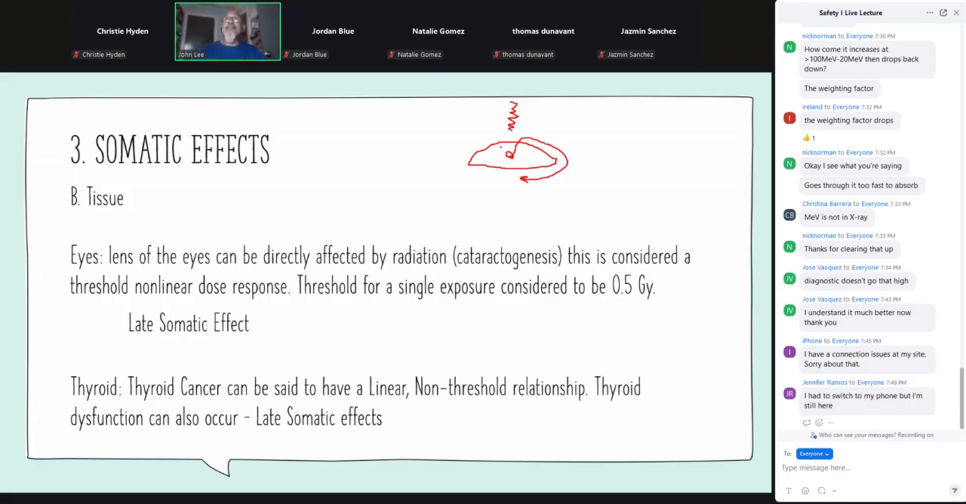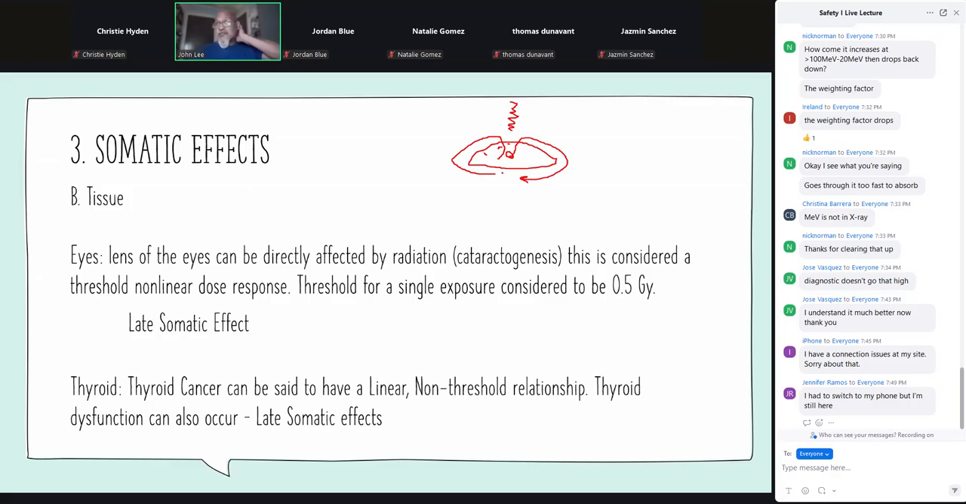So any cells that are damaged from x-rays in the front, these different areas, they all have to come from that area, wherever it is that they're damaged, and move out and around towards the back. Once they pool and accumulate, then we see cataract formation, hence late somatic effect.